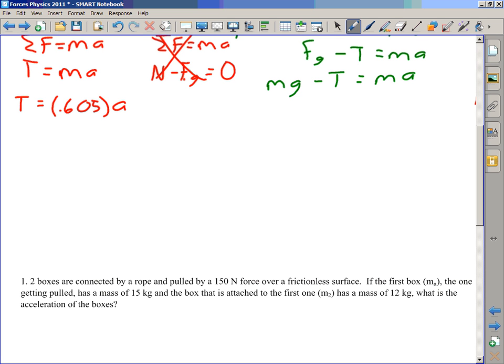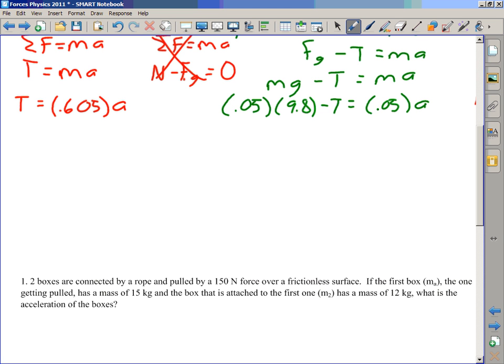Mass, 50 grams, that's 0.05 times 9.8 minus T equals 0.05 A. And now, check it out. I have two equations, two variables. System of equations. Okay? System of equations.